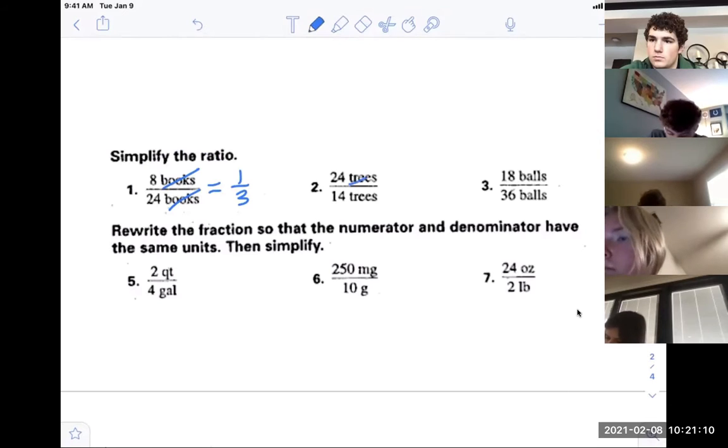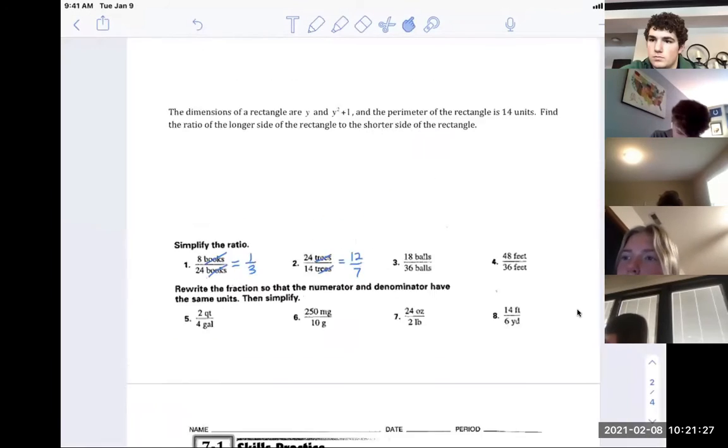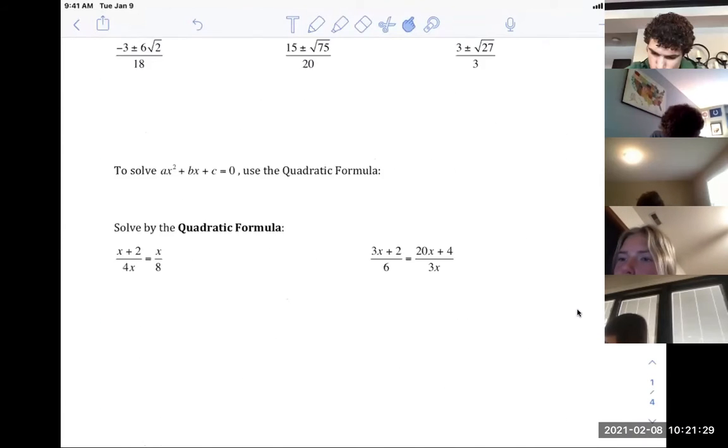Okay, same thing on the second one. Trees is the same unit, so it can just cancel out. And then if you simplify that, divide by 2, it'll be 12 over 7. No labels on those. And then the ones down here are going to be the kind like we were just doing. So those, you have to know the conversion and do the multiplication. Okay, let's go up to the first page.